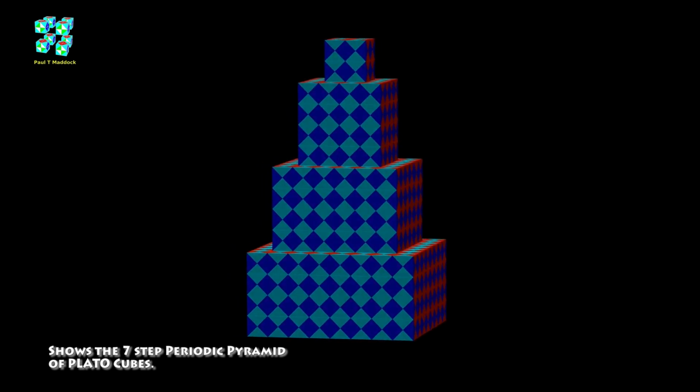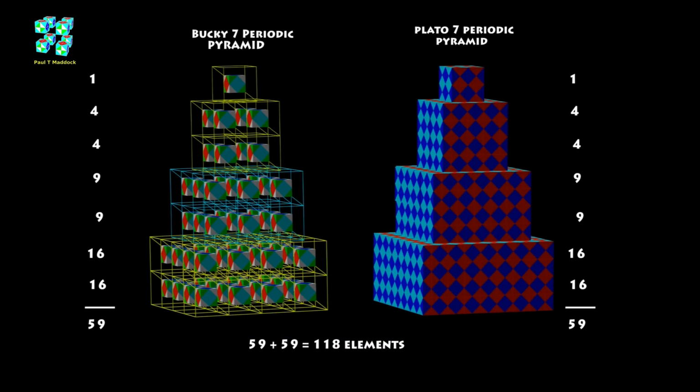Okay, now I'm going to show you the Plato pyramid and the Bucky pyramid both together so that we can compare everything. If you look in front, I'm showing the 7 periods of 1, 4, 4, 9, 9, 16, 16, and it comes to 59. Now you've got Plato and Bucky cubes, so you get 59 and 59 equals 118 elements.